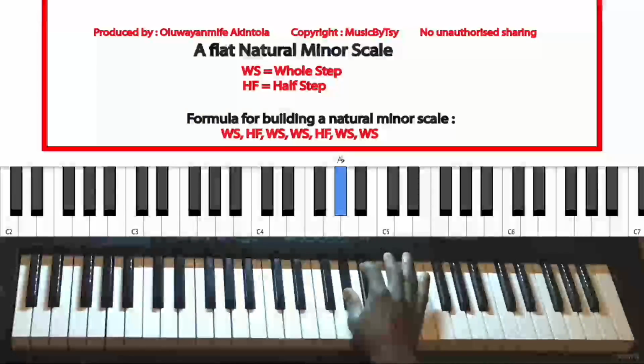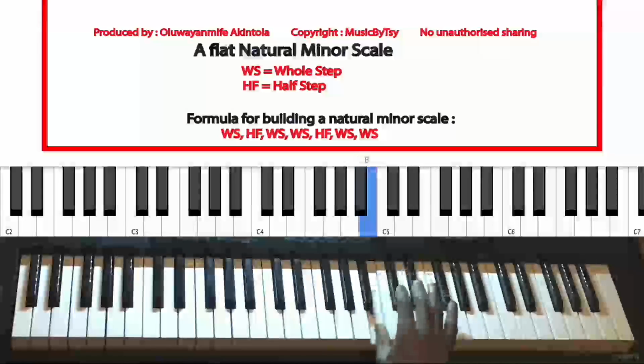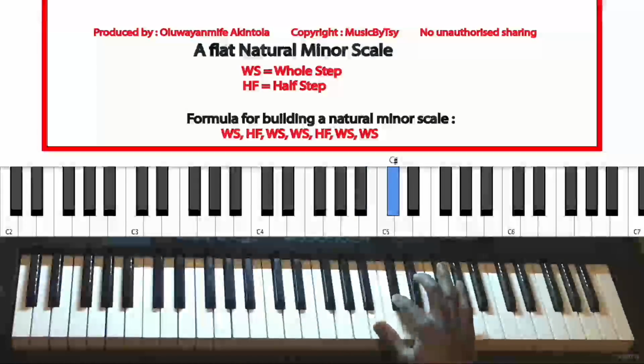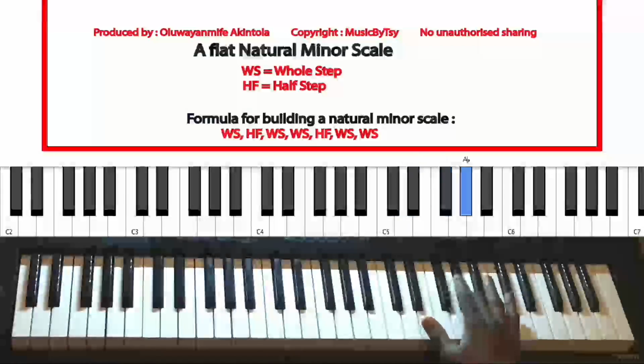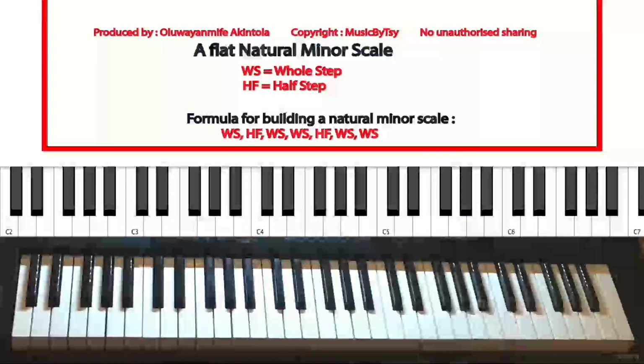So we're now going to use the formula to construct the A flat natural minor scale. And you're going to see that we're going to get the same answer as we did using the first method. So yeah, let's do that. So starting from the key of A flat. So we're going to take a whole step, and then a half step, and then a whole step, and then a whole step, and then a half step, and then a whole step, and then a whole step. See that? So that is the A flat natural minor scale. So yeah, we got the same answer as we did using the first method.